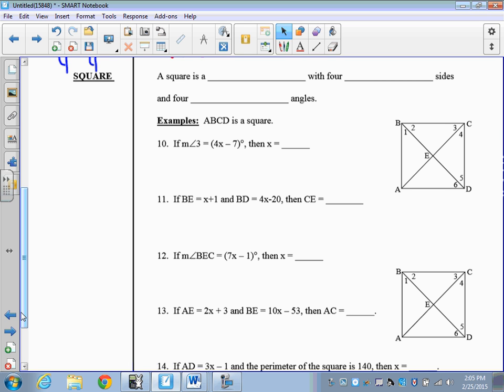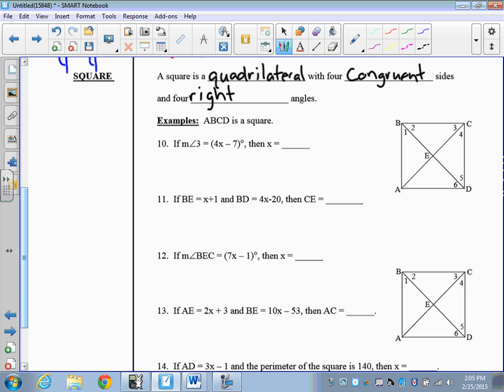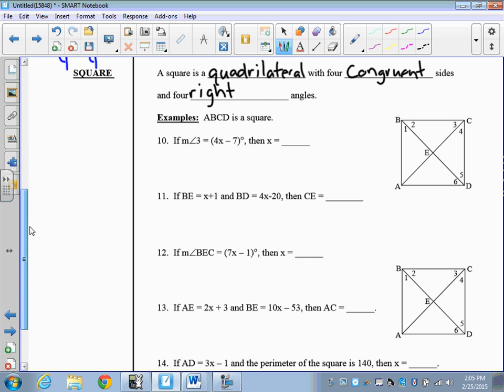Lastly, we have the square. A square is a quadrilateral with 4 congruent sides and 4 right angles. So a square is both a rectangle and a rhombus. So a square is a rectangle and a rhombus. It has all of the properties.